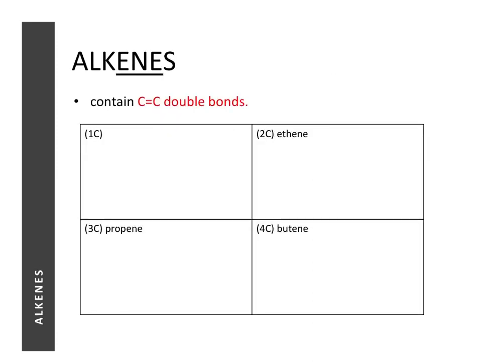So we have previously learned that alkenes contain the functional group, the carbon-carbon double bond. So as long as a compound contains a carbon-carbon double bond, we know that it belongs to the family of alkenes. So again, let us try to construct the first four members of the family of alkenes.